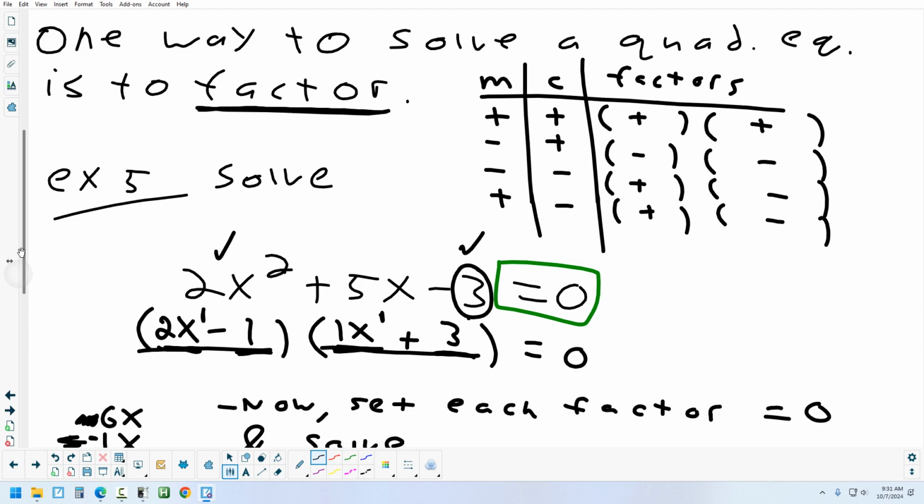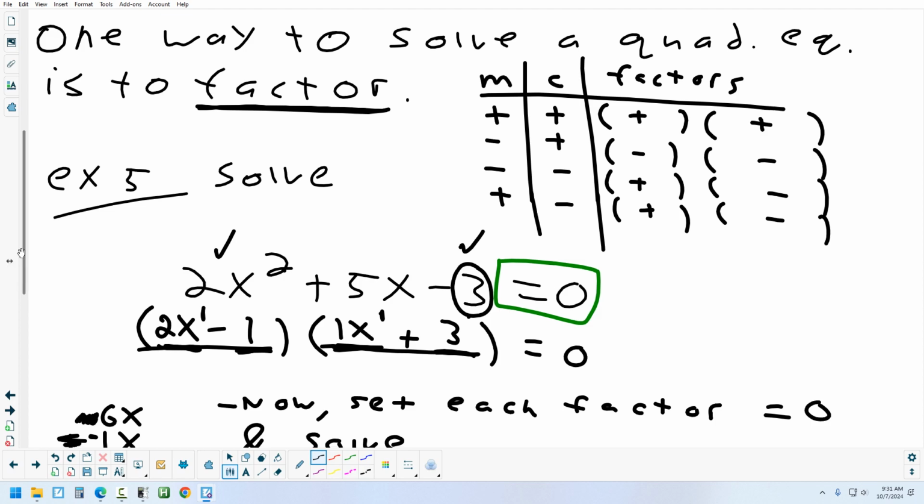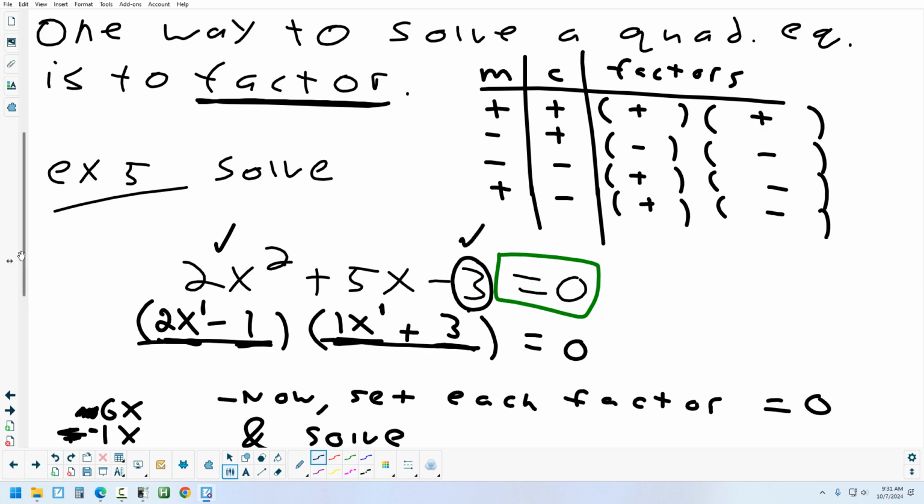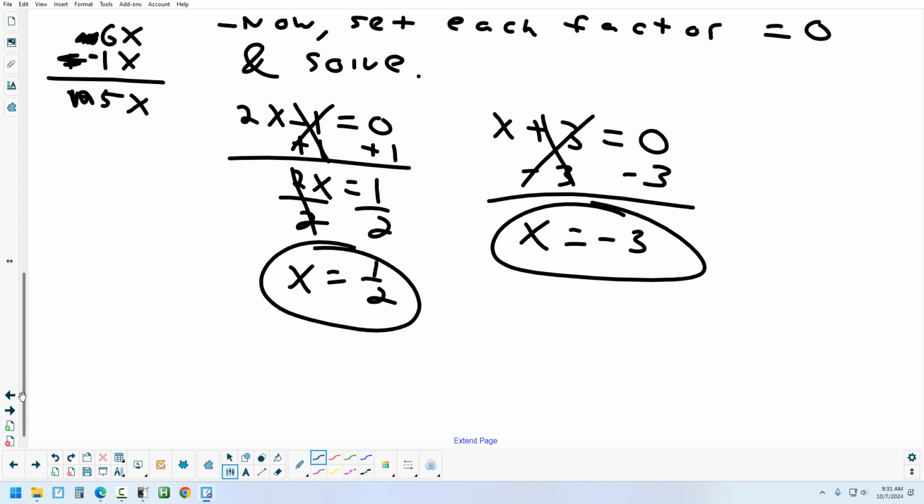Okay. Does everybody have that chart? Oh, almost done. Okay. Thank you.